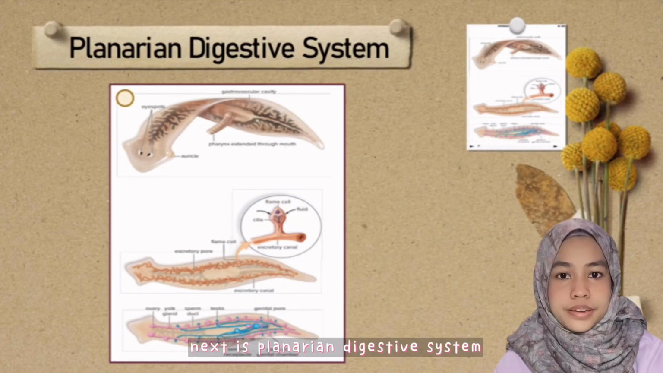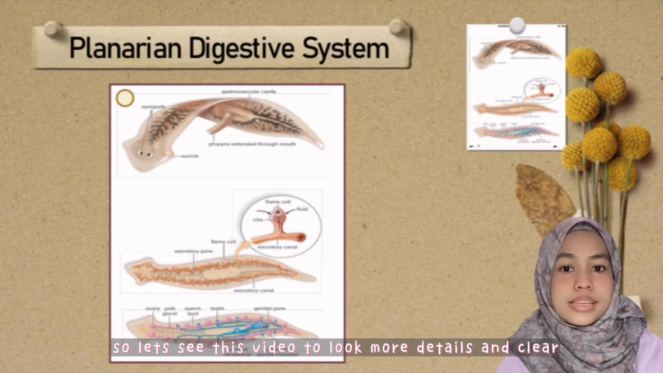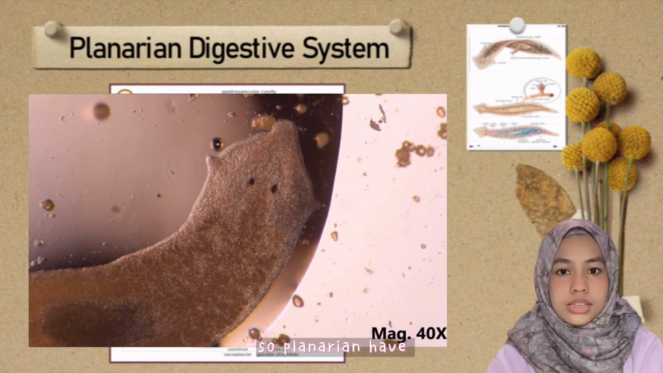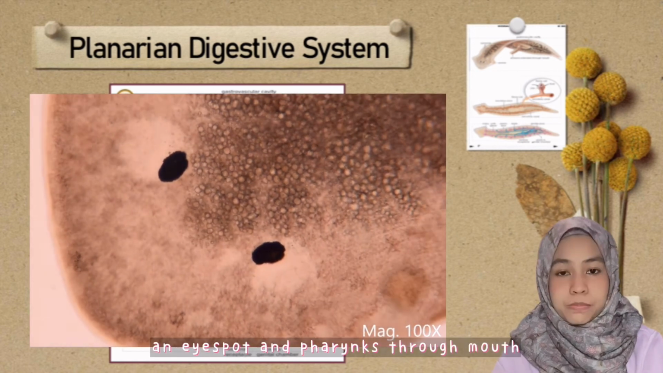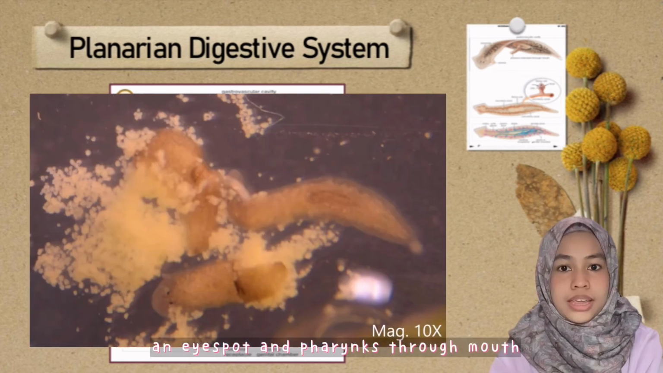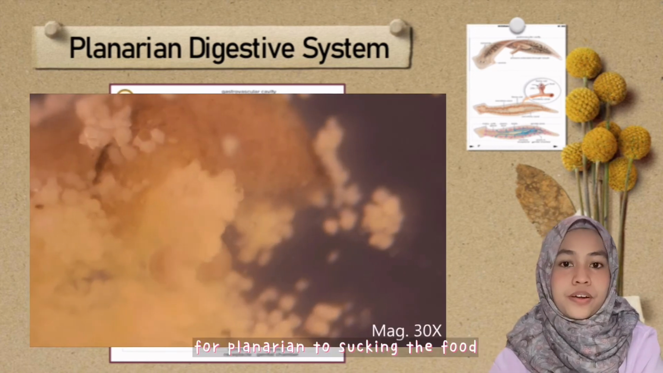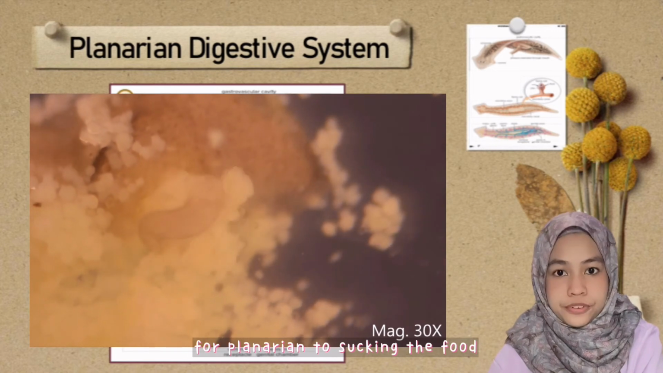Next is the spiralian digestive system. So let's see this video to look at more details. So spiralians have an eye spot and a pharynx through the mouth. The pharynx function is for the spiralian to suck the food.